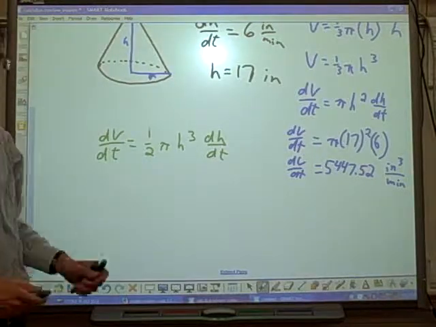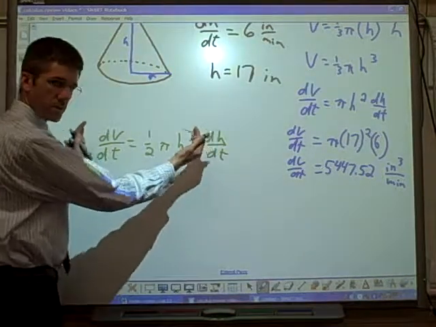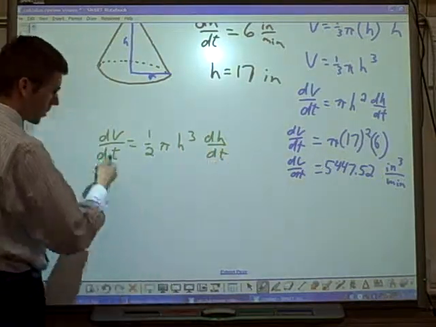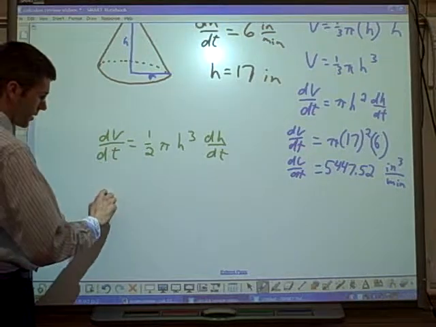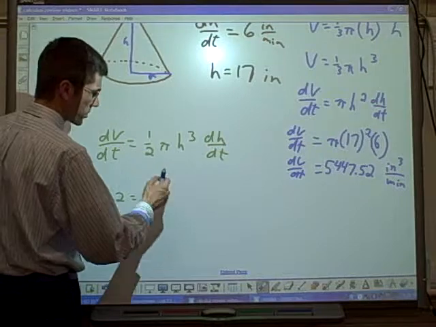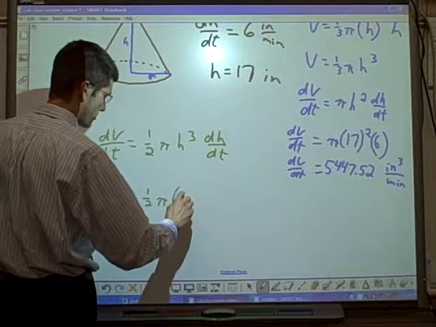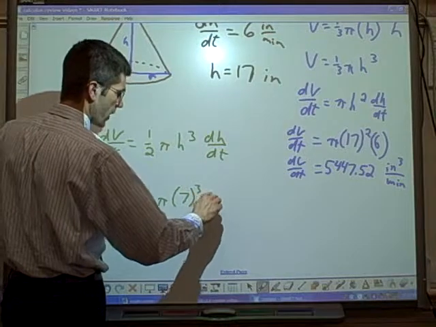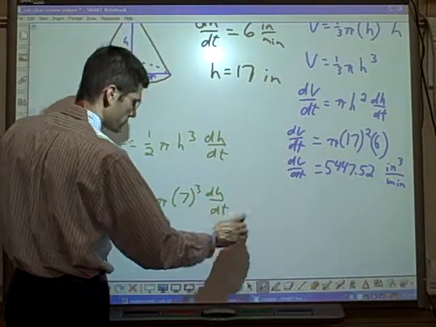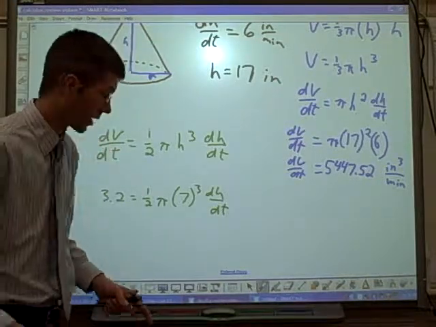There's a hard way to do it and there's an easy way to do it. Let's do it the easy way. I'm going to make up some stuff and pretend like I've got the problem down to this point. Let's suppose the dV/dt was 3.2, and we have 1/2 pi, and let's pretend like the h was 7. And we want to know dh/dt. Some of you would do this in several steps in the calculator, drive yourself crazy, and you wind up with a lot of rounding error if you're not careful.